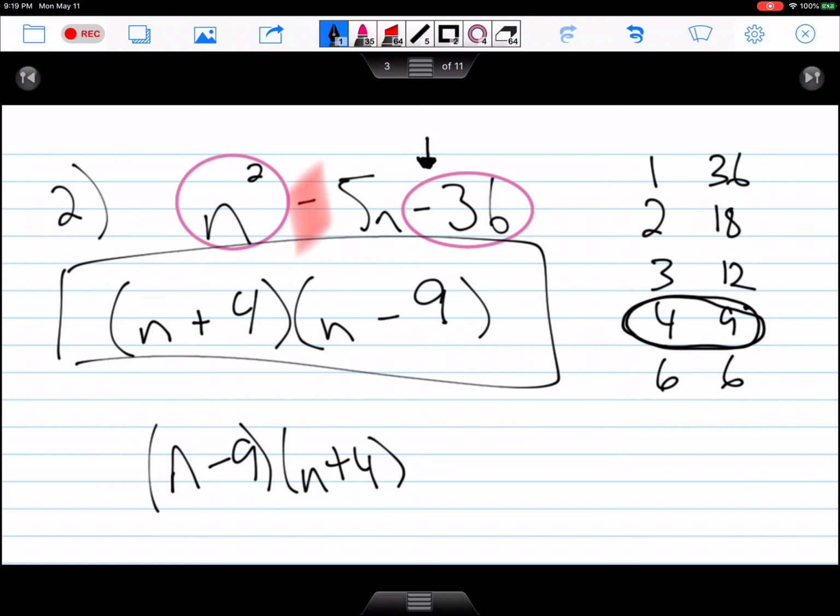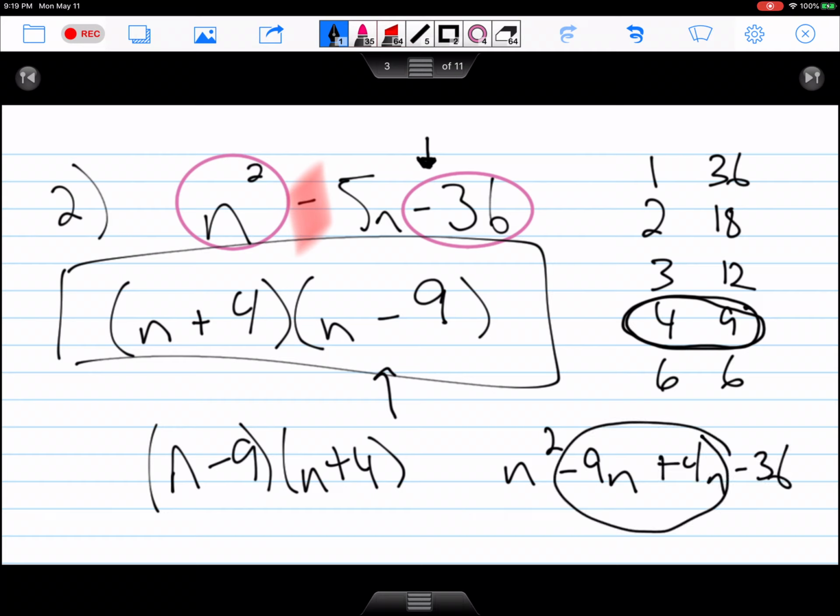So if you took your binomial here and you distribute n, you get n squared and negative 9n. You distribute your 4, you get 4n and negative 36. Right there's your negative 5n. Right there's your negative 36. And right there's your n squared. So you can always check it by doing the previous lesson where we multiplied two binomials.